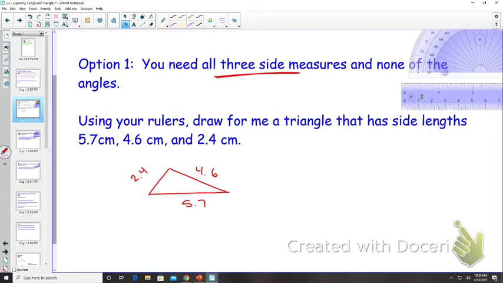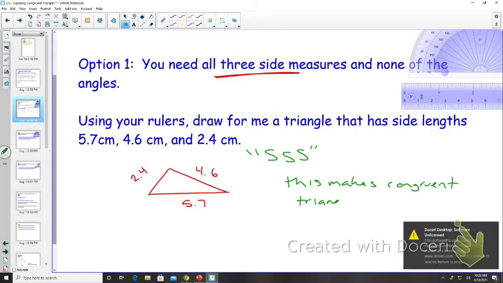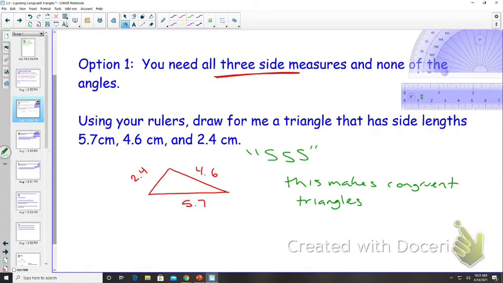So if all 3 side lengths are the same, are we going to have congruent or similar triangles? Yeah, perfect. Really good. So if we know all 3 side lengths, we're gonna call that SSS. That's our reasoning behind that. So SSS, when we know 3 side lengths, this will make congruent triangles.